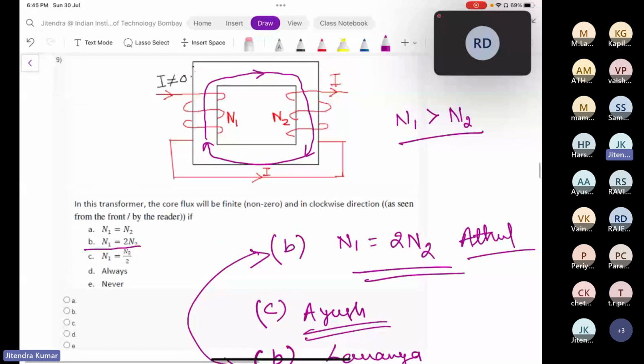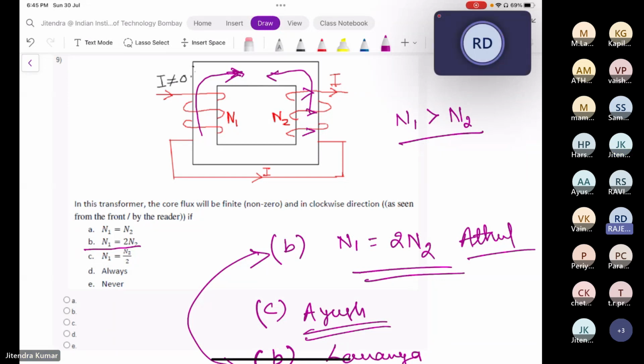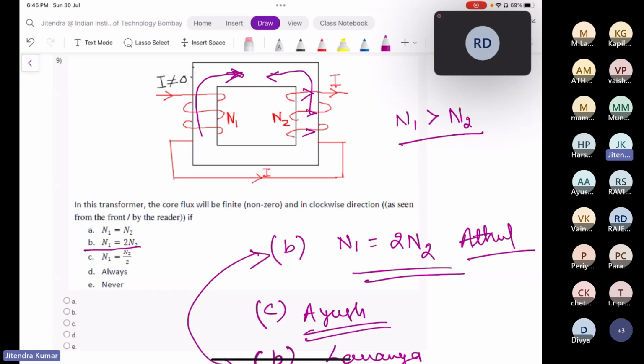Here the output we want is core flux that is finite and in the clockwise direction. Because of the first winding, the flux is flowing in the clockwise direction. Because of the second winding, the flux is flowing in the anti-clockwise direction. The tendency of the secondary winding is to oppose the primary winding MMF, the flux originated due to MMF. If we want some finite flux in the clockwise direction, we must have a higher primary winding MMF compared to the secondary winding. That condition can only be fulfilled if N1 is higher than N2, and that is given in option B only.